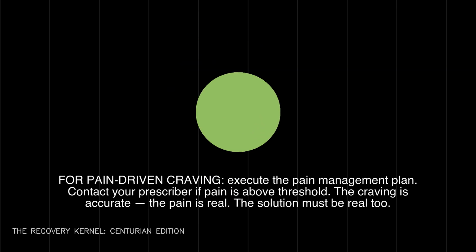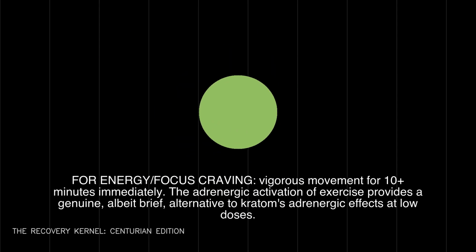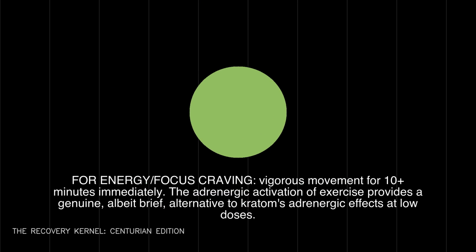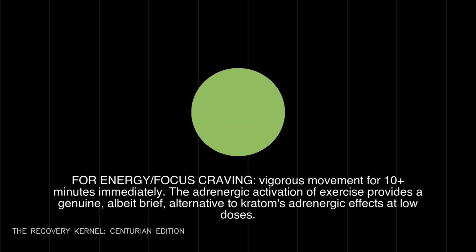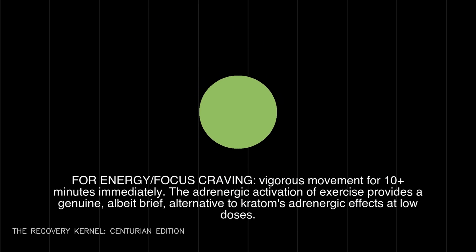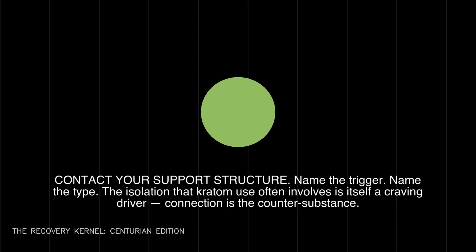Execute 4-7-8 breathing, 6 cycles. Parasympathetic activation for the HPA axis overdrive of opioid withdrawal craving. For pain-driven craving, execute the pain management plan. Contact your prescriber if pain is above threshold. The craving is accurate, the pain is real. The solution must be real too.